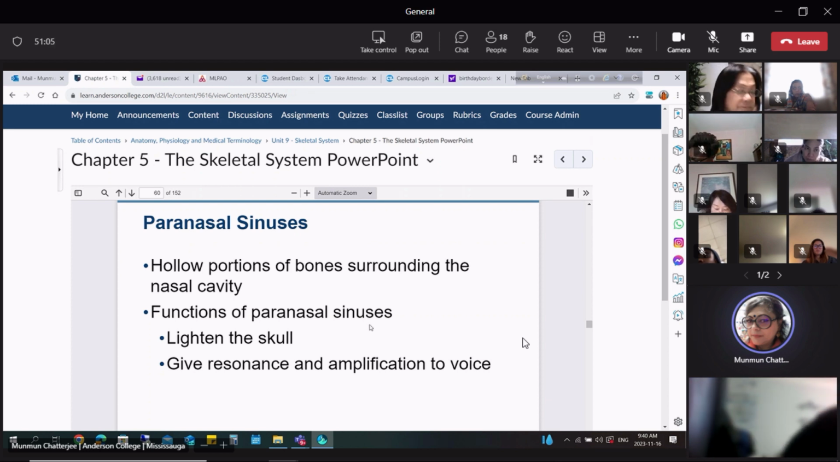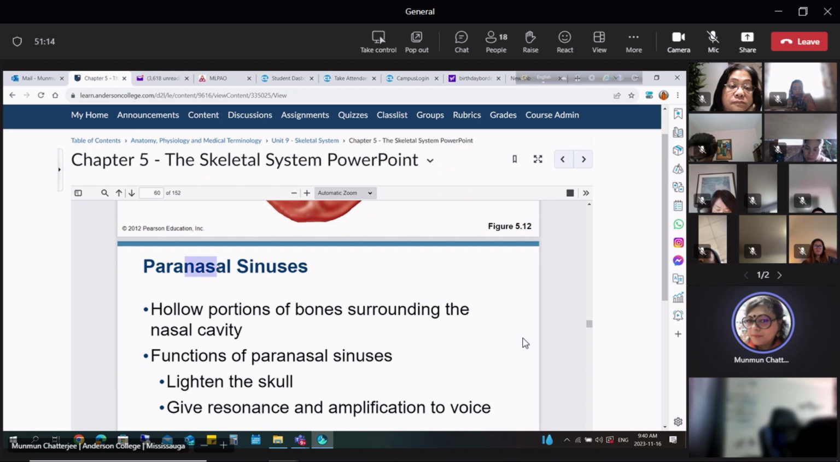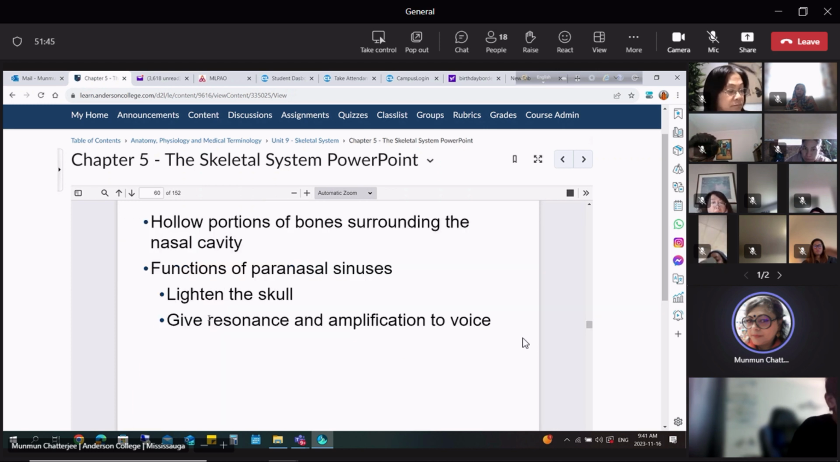It's not that important, but paranasal sinuses are hollow portions of the bone surrounding the nasal cavity. Nasal relates to the nose. Paranasals are the hollow structures or cavities surrounding the nasal cavity. So remember, sinuses mean hollow cavities or hollow portions in the bones. Paranasals surround the nasal bone, that you have to remember, and the function is to lighten the skull.